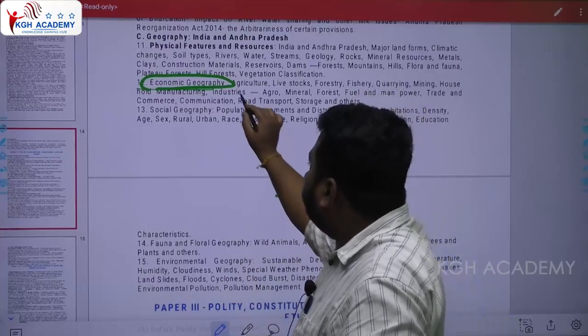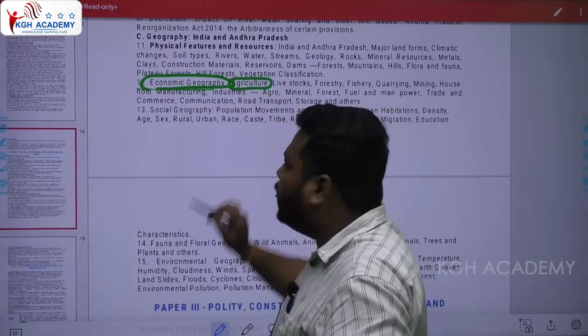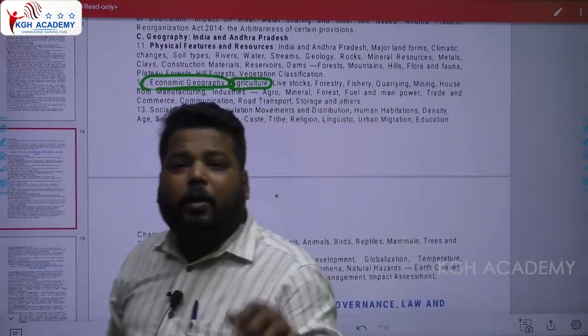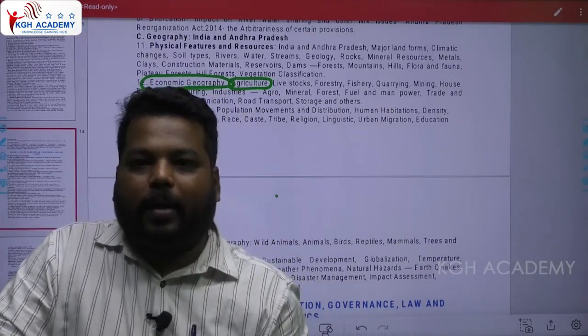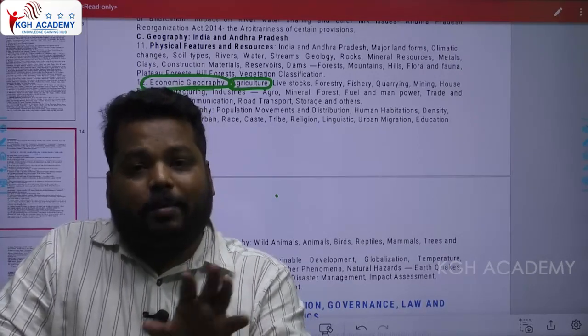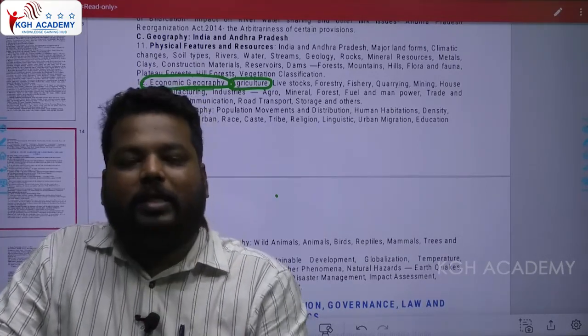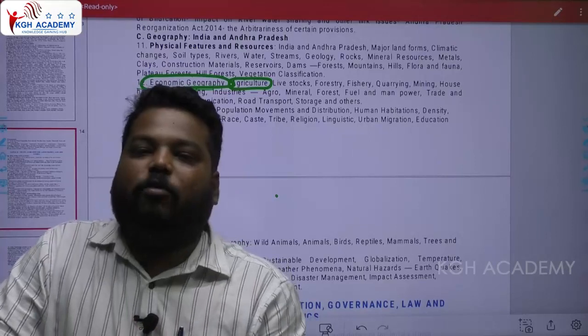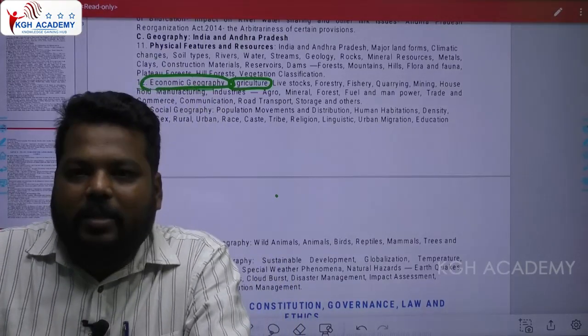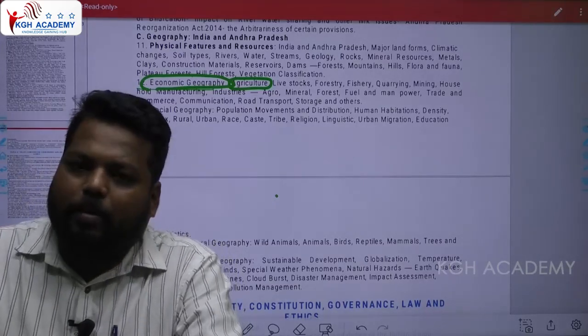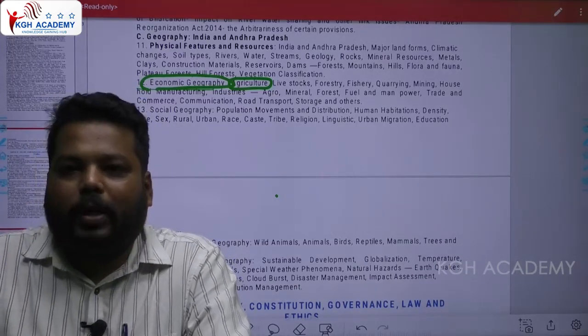In that, if you see agriculture, the most important economic activity of India, in that you have to understand what are the types of agriculture we have, what is mixed farming, what is dry farming, what is subsistence farming, what is sustenance farming, what is intensive farming. Clear? In this way, we have to understand different agricultural types and different types of farming. This is one point which you have to understand.